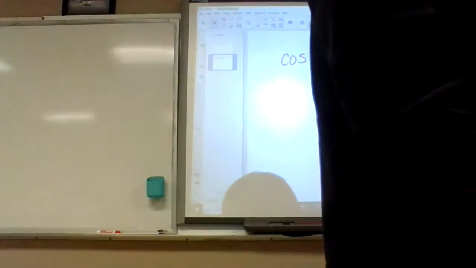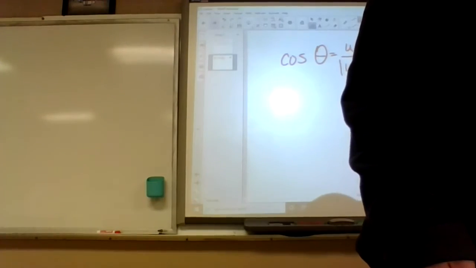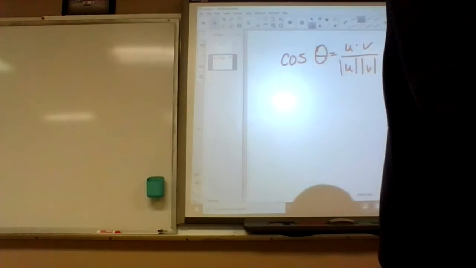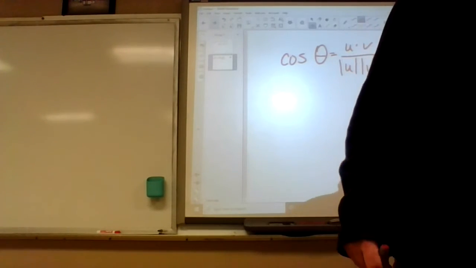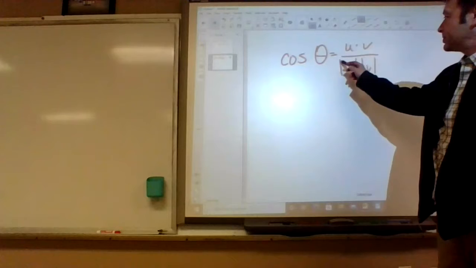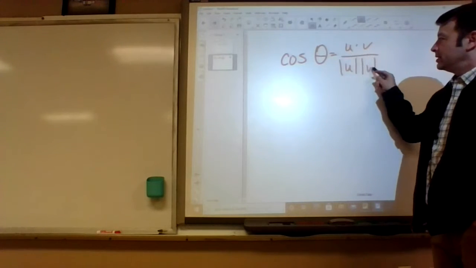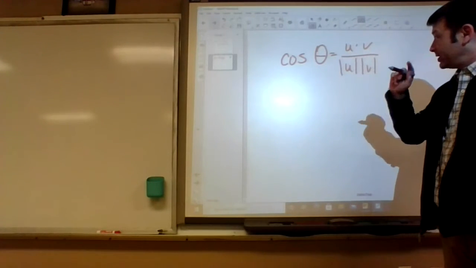Okay, so on number 13, the U and the V are 3, -4 and 3, 4. We're supposed to find the angle between them. So we're just going to basically plug stuff into this formula right here, and use that to solve for theta.